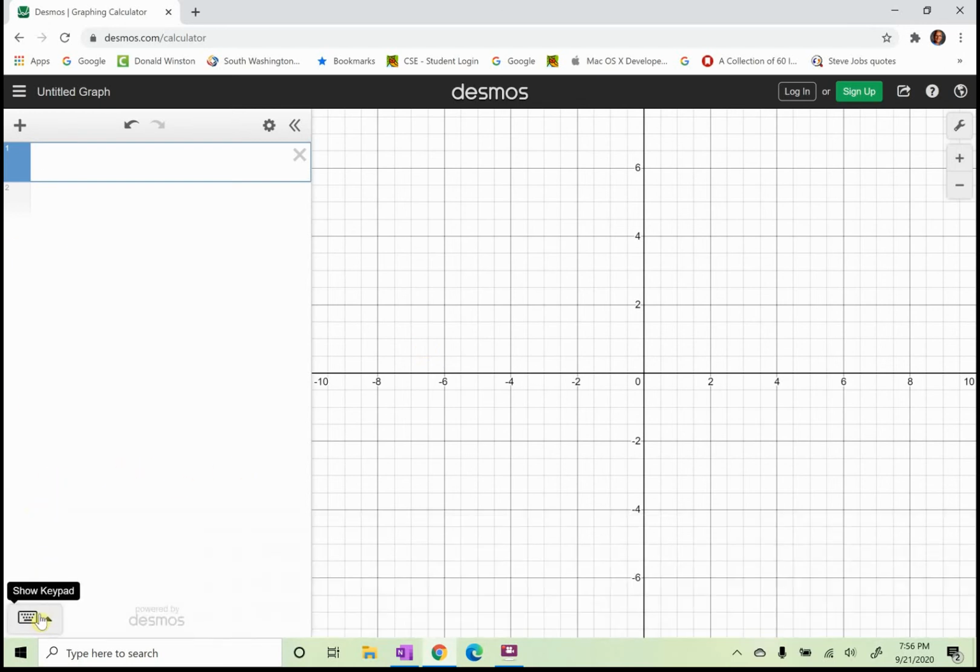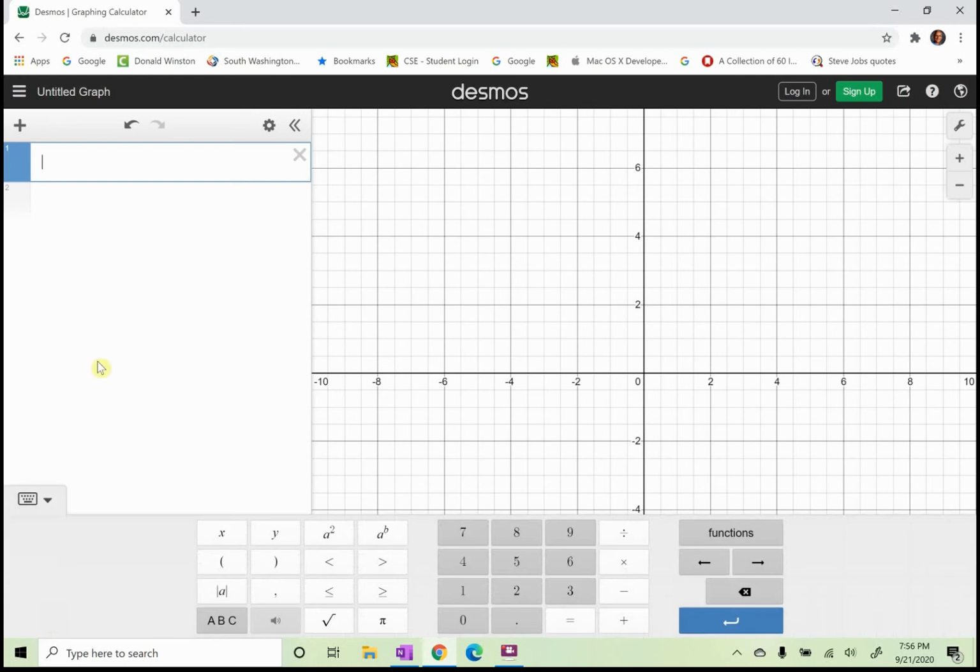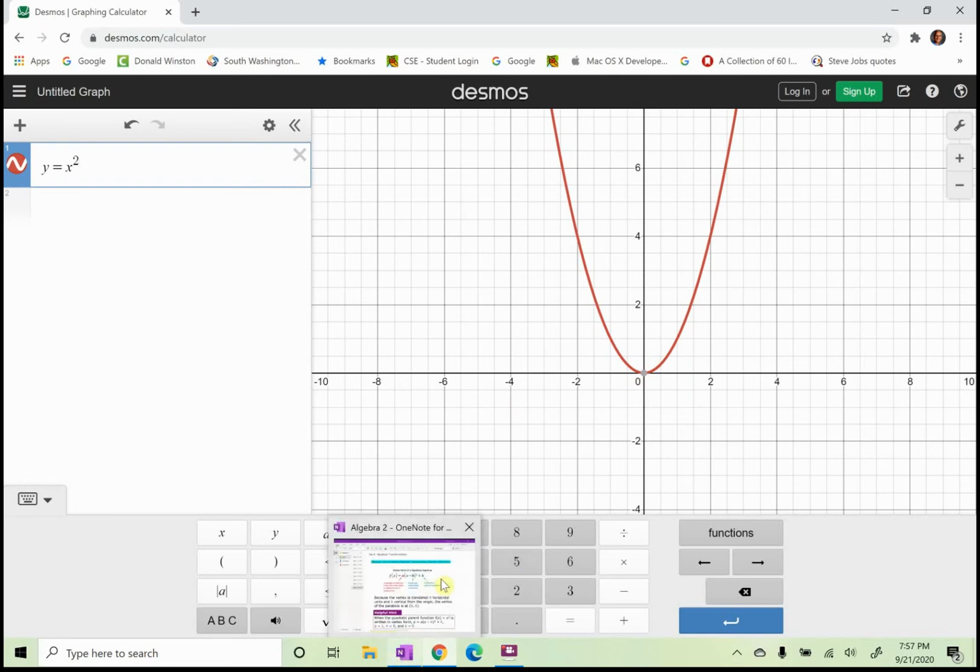Down here is this little keyboard. I am going to type in the parent function, y equals x squared. I'll just type x and then the square button. Okay, so there's the parent function, y is equal to x squared, and we'll be making transformations to that parent function. Notice here that the vertex is 0, 0. That's the parent function.